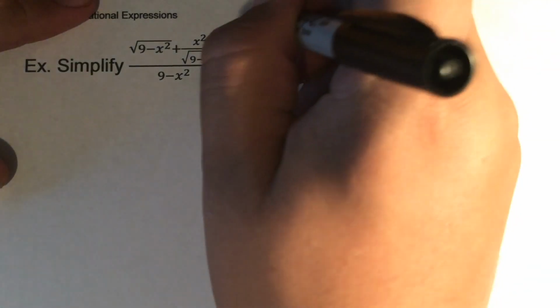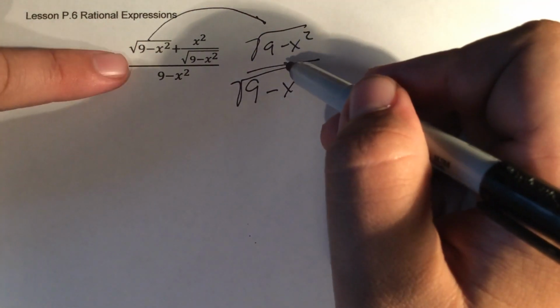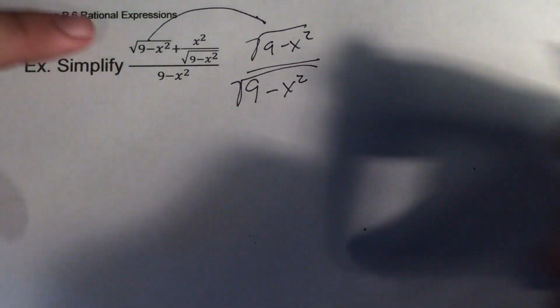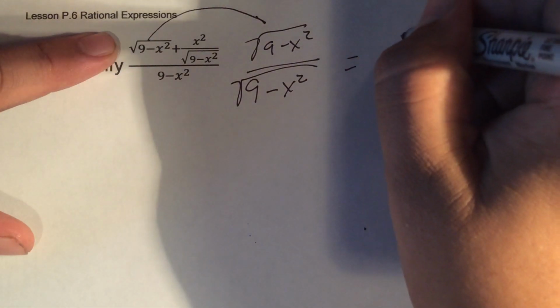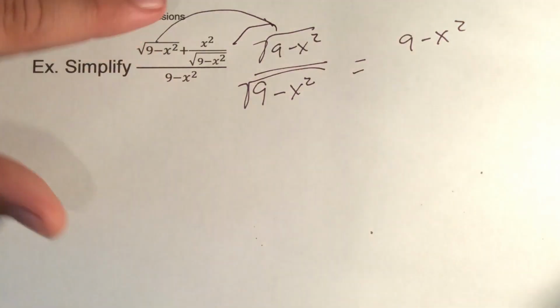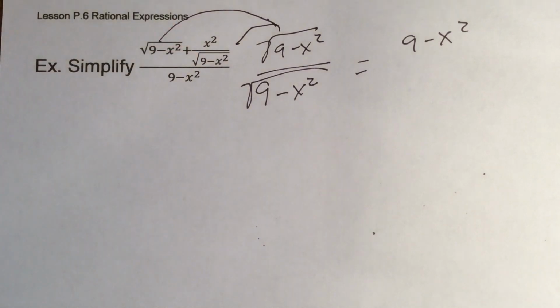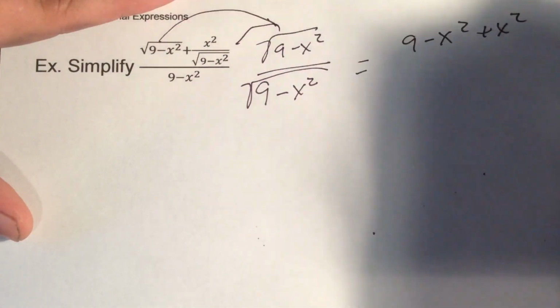Okay. So the top, it would get distributed in. If I have square root of 9 minus x squared times the square root and the inside's the same, let's just simplify it to that. The square root cancels and I have 9 minus x squared. And the second part, I'm going to have a square root of 9 minus x squared over 9 minus x squared, which will cancel out, and it's just plus x squared.